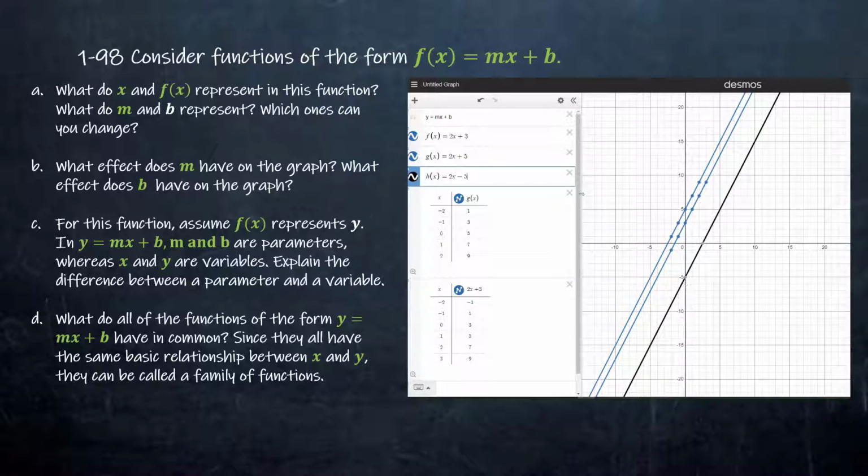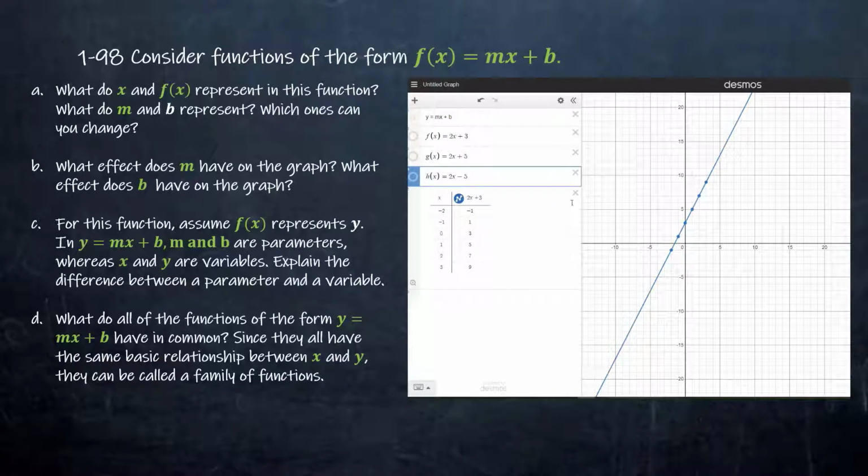But let's go back and let's close these. We're going to mute these for now. Let's see what happens when we change the slope. So I'm going to get rid of this one as well. Oh wait, I got to get rid of these tables. That's what we're going to get rid of. Okay. All right, so I have 3 equations there.